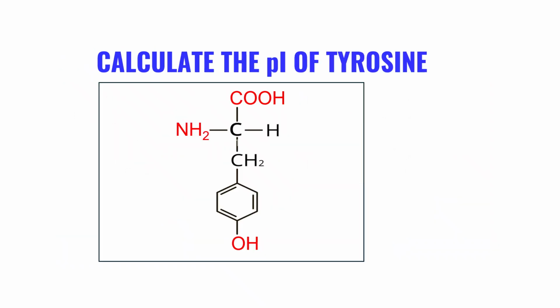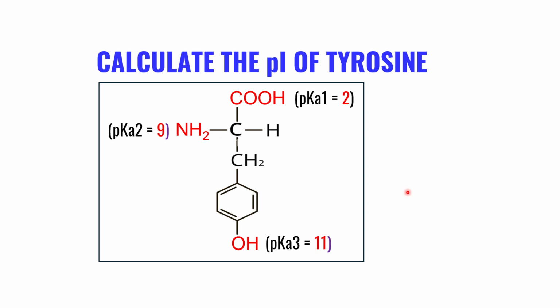So now let us calculate the pI of tyrosine. This is tyrosine here. In tyrosine also you have three ionizable groups. The first one is the carboxylic group with pKa equal to 2. The second one is the alpha amino group which has pKa close to 9, and the third one is the phenolic group which has pKa close to 11. So these three values must be remembered or known to you to calculate the pI of this molecule.